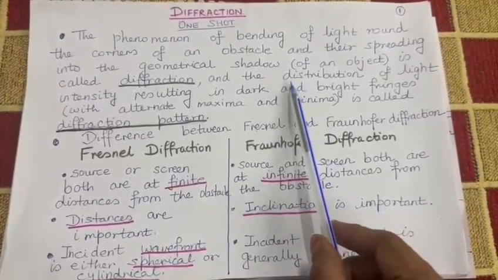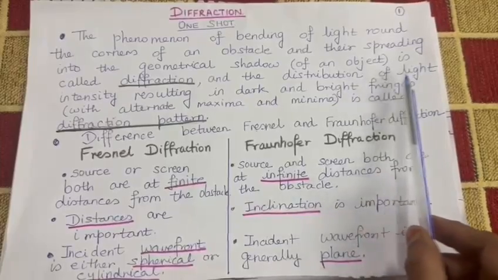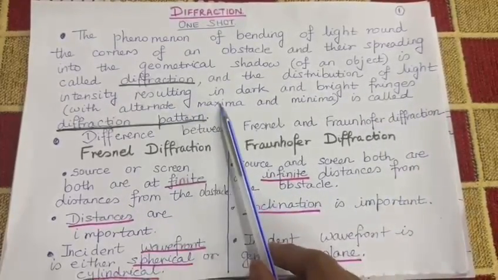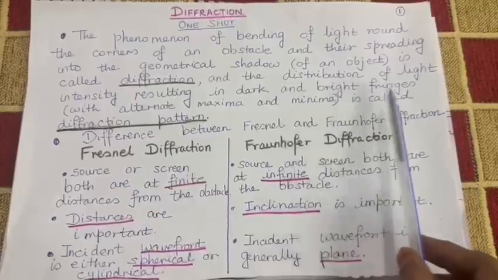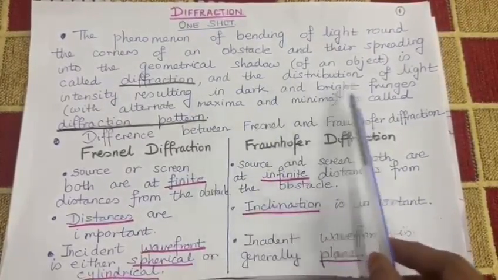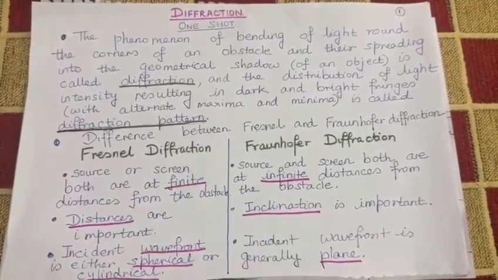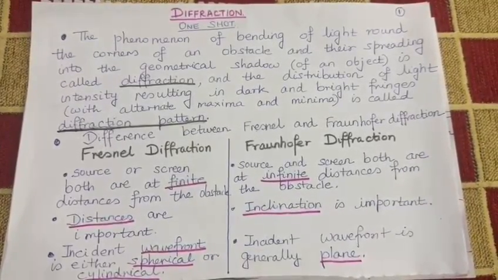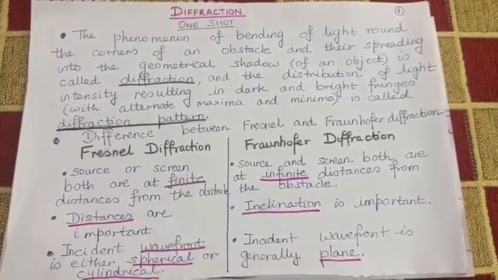So we will be studying in detail the distribution of light intensity resulting in dark and bright fringes, which you can also call maxima and minima. So we will study in detail about this diffraction pattern.